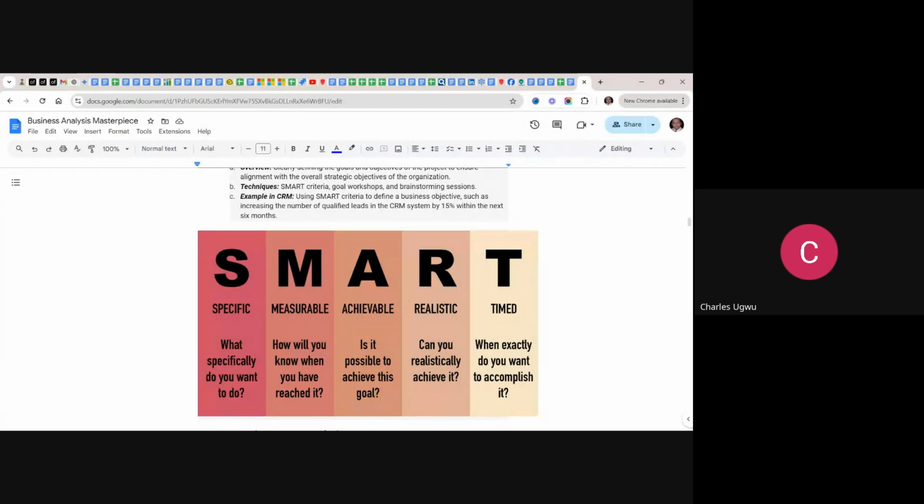And we are specific here. We want to increase the number of qualified leads, which is a very specific number. So this is how we can use these SMART techniques in every project, in everything we do. It has to be applied.